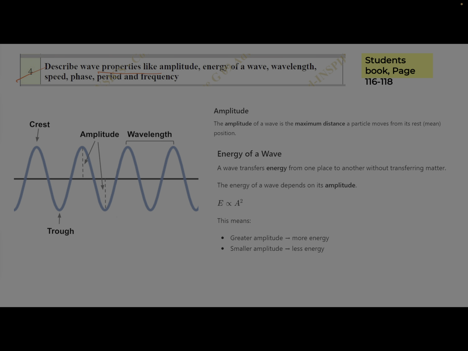The next is, describe wave properties like amplitude, energy of a wave, wavelength, speed, phase, period and frequency. Amplitude I already explained to you. It is the maximum distance a particle moves from the rest position. This line is the rest position and the particle is going up and down. So the maximum is the amplitude. The distance between two crests or two troughs is called wavelength, correct? Then what is energy? Energy directly depends on the amplitude. Energy is proportional to the amplitude squared. So if there is a greater amplitude, more energy. Smaller amplitude, less energy.